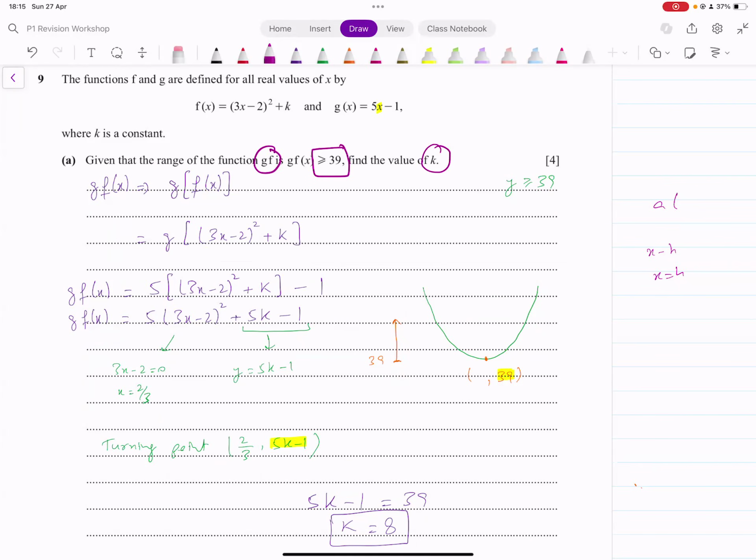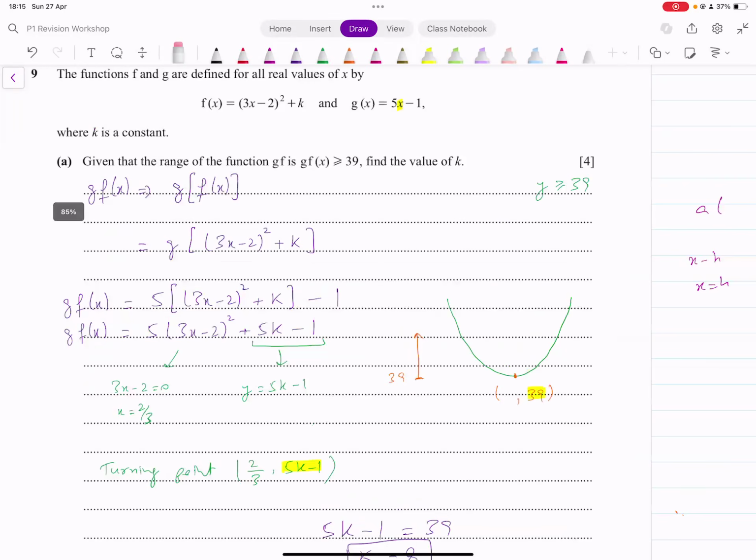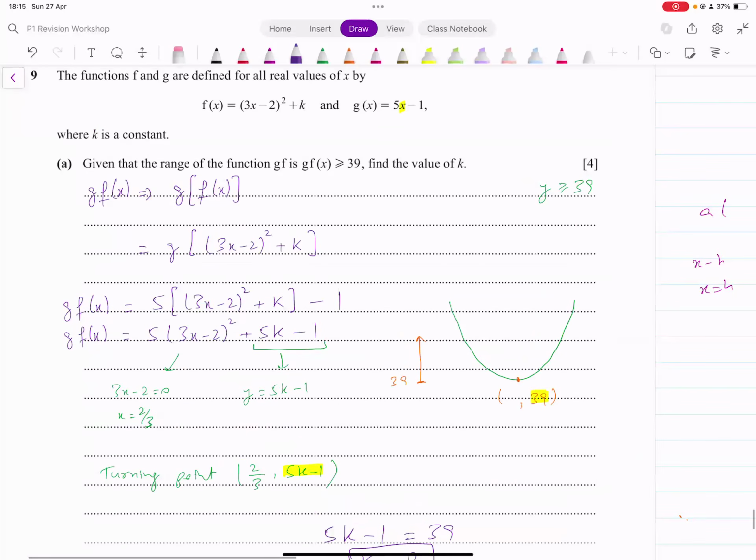Now, how do we think about this? We're given the range of the composite function. Now, what's the composite function? You have to find that first of all. How do you find that? gf of x: you input inside the function g the function f, simplify everything, and it turns out you end up getting something that looks like this: 5 into (3x minus 2) whole squared plus 5k minus 1. That's the function that you end up getting.